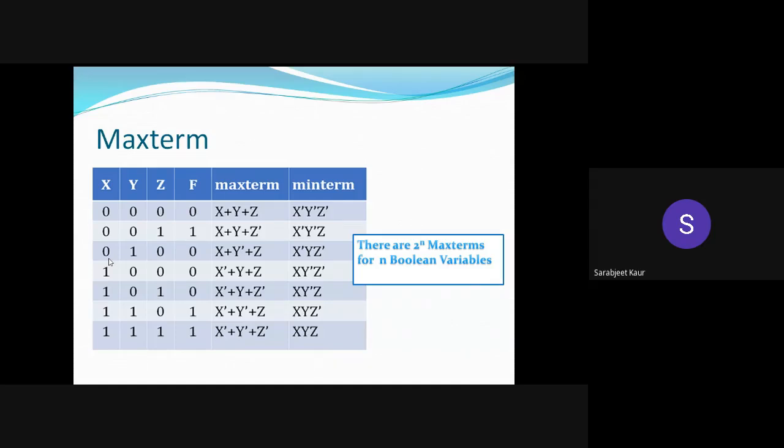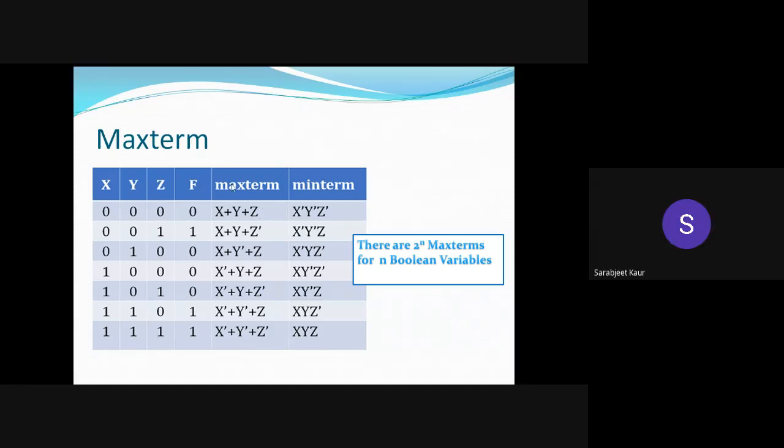Now let us see another thing. Obviously, as was the case with the min terms, the number of max terms will also be 2 raised to the power of n if we have n number of Boolean variables. This is clear? Yes, ma'am.